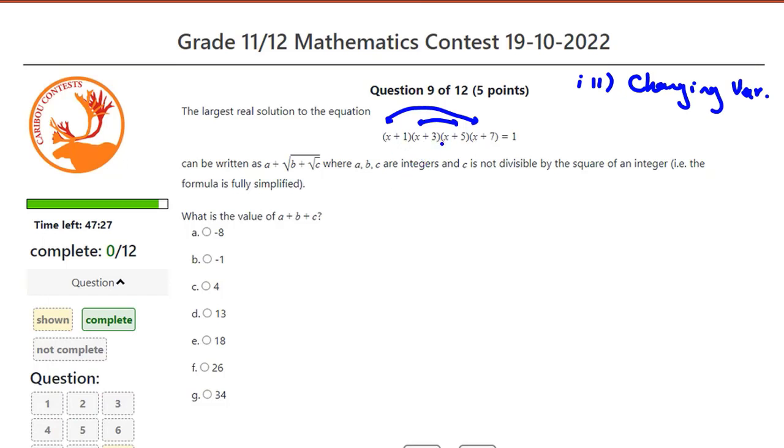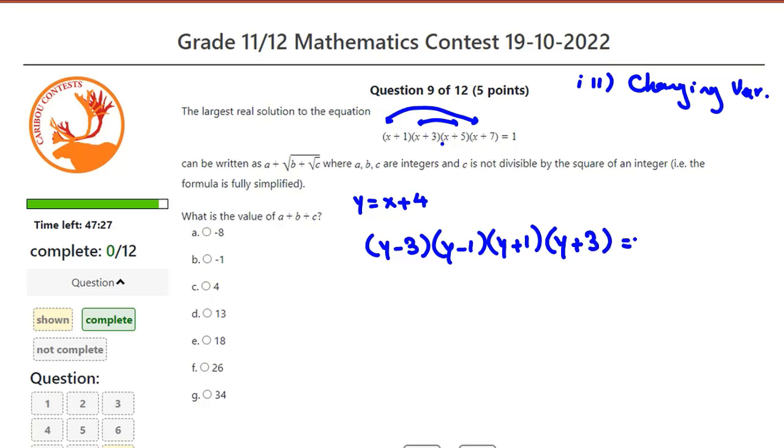We consider the thing between them, the middle number, y equals x plus 4. Then the first one is what? Is y minus 3. Next one is what? Y minus 1. Next one, this one is what? Y plus 1. This one is what? Y plus 3, equals 1.